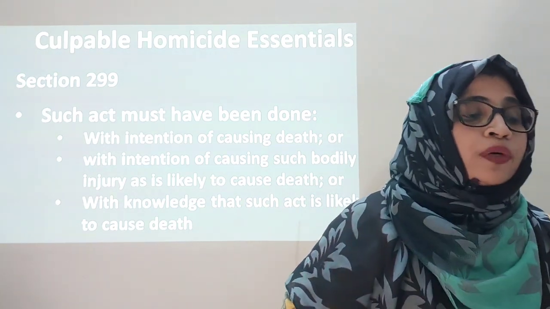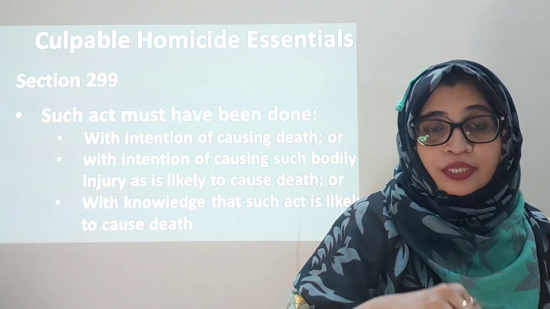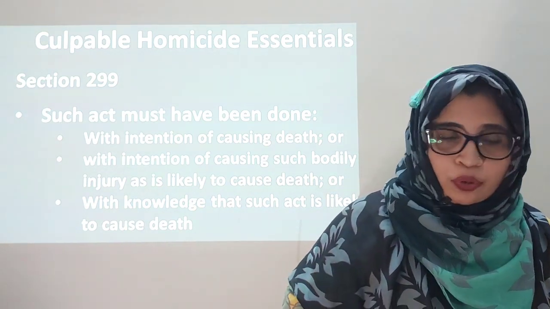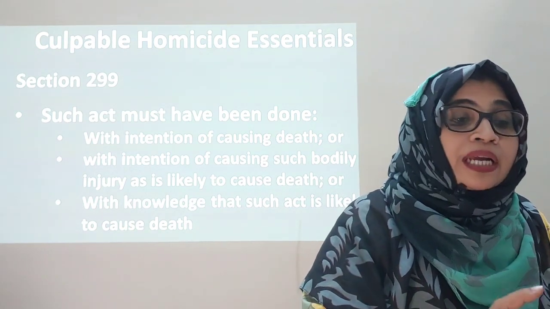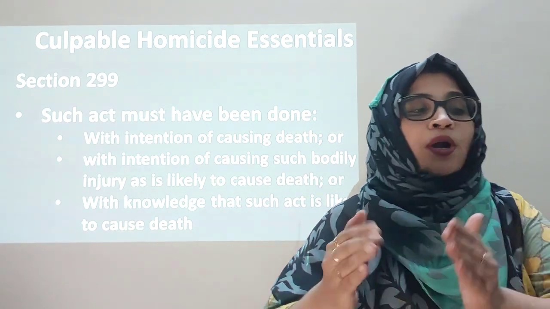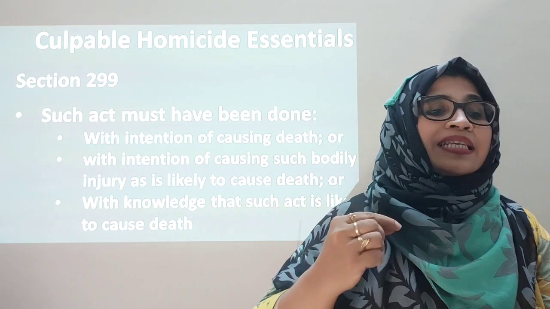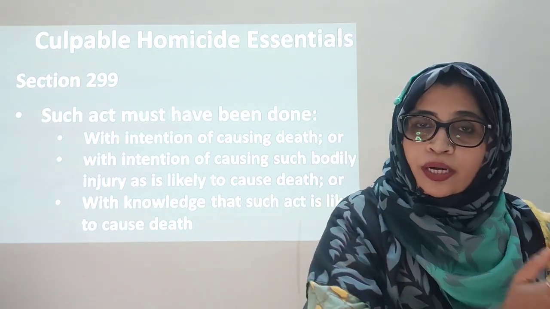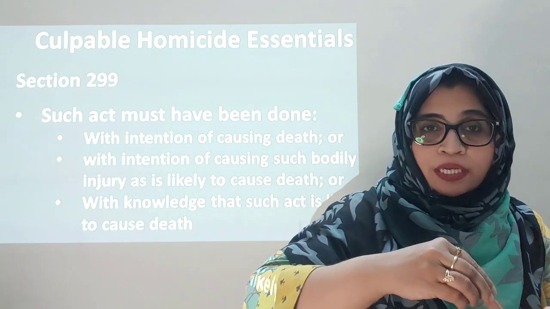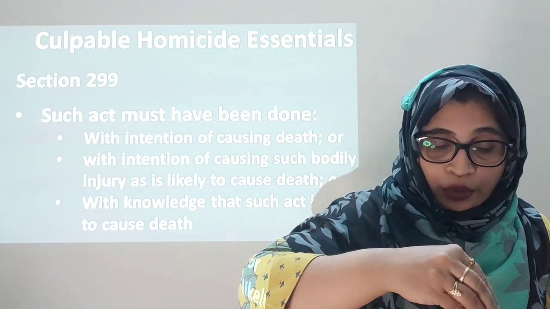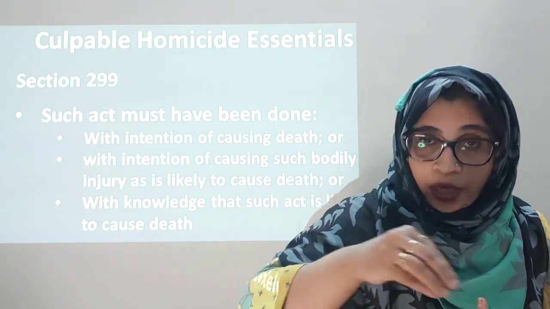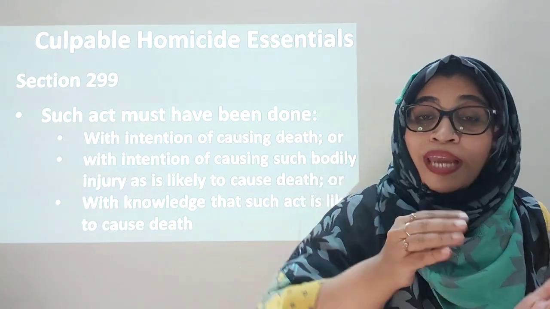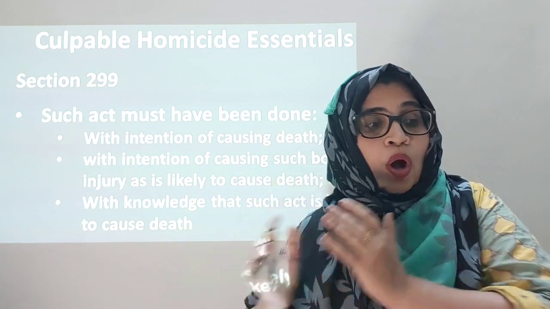Now, the next essential element of Section 299 is the bodily injury. How does it happen? With the intention of causing such bodily injury as is likely to cause death. So, with the intention of causing bodily injury, first the intention is causing bodily injury, and with that bodily injury, the death happened.